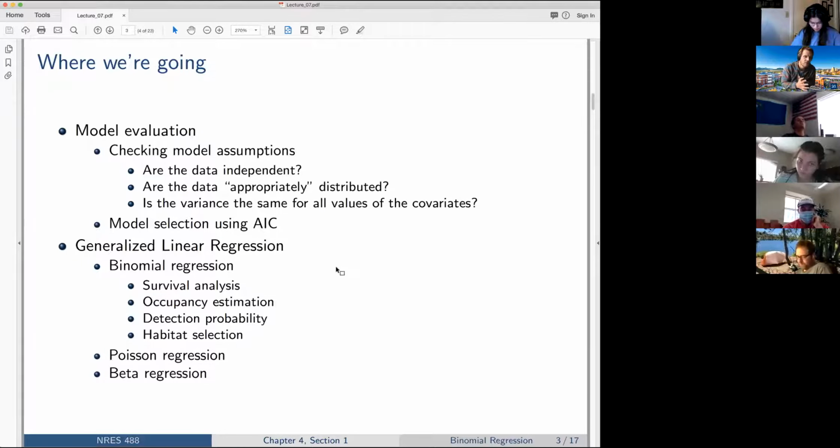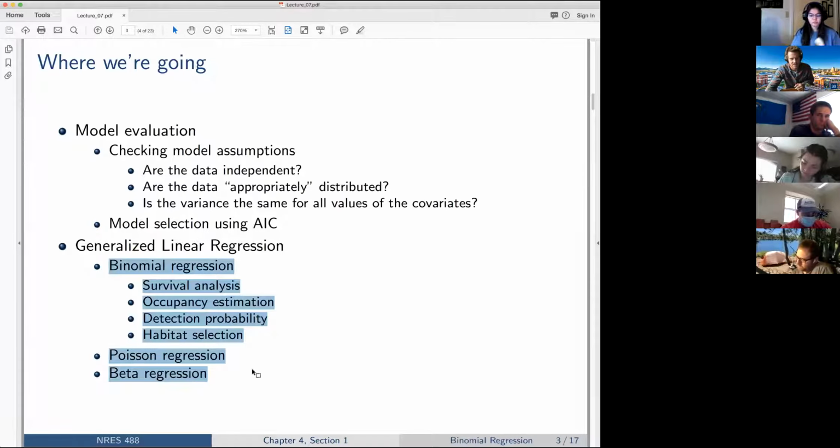Okay, so where we are going. We're still going to talk about model evaluation throughout this course. And the assumptions of our models are going to change a little bit, but this is always an important step: model evaluation, model checking, and model selection. But now we're going to move into a new class of models called generalized linear models. Within generalized linear models, there's a lot of different types of models. There's binomial regression, Poisson regression, beta regression, and a bunch of other ones, but these are the main ones that we're going to discuss in this class.